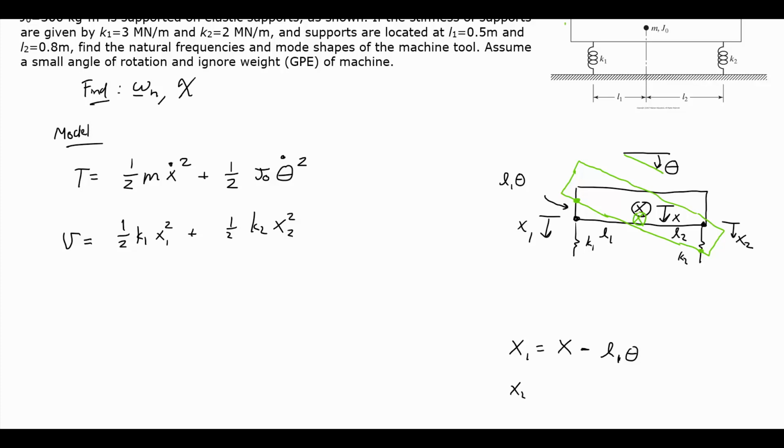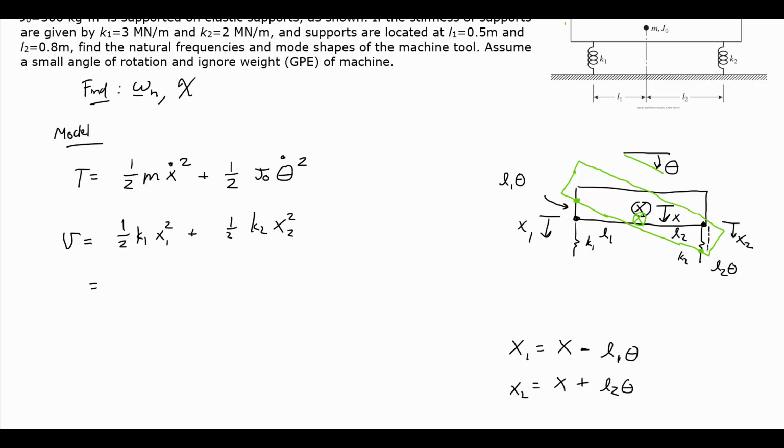And the similar idea for x2, the way I've defined it, if x is positive, x2 is the equal amount. That's the pure translation. Now I want to think of superimposing the pure rotation. Well, for that, L2 times theta is going to be this distance between those points, L2 theta. But this time, when theta is positive, x2 is also positive. So that's going to be x plus L2 theta.